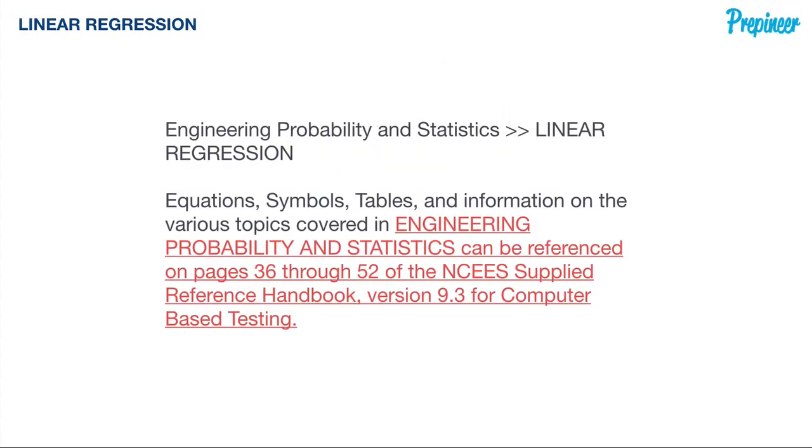In its most basic form, the topic of linear regression falls under the subject of engineering probability and statistics. Equations, symbols, tables, and information on the various topics covered under engineering probability and statistics can be referenced on pages 36 through 52 of the NCEES Applied Reference Handbook, version 9.3 for computer-based testing.